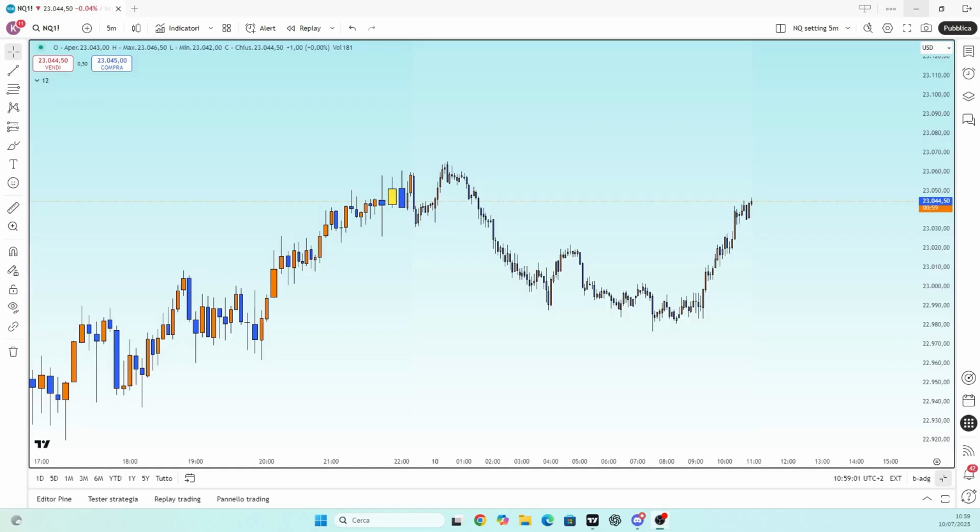Obviously, these patterns alone are not enough. I always look for them based on where they form, near the levels of my strings. You're all familiar with my levels that I extract with my algorithms, and now we're going to introduce them to help everyone understand how to make the most of them by combining technical analysis and candlestick analysis.